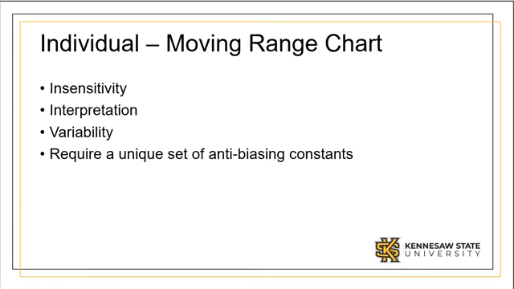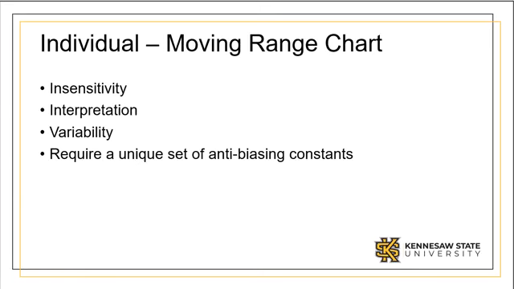While individual and moving range charts are easy to implement with only minimal data, there are a number of important considerations. First, they are not as sensitive as other control charts like X bar R and X bar S and can lead to incorrect interpretations. This is especially true if the data does not follow a normal behavior. Individual charts cannot distinguish between variability in the average and variability in the standard deviation.